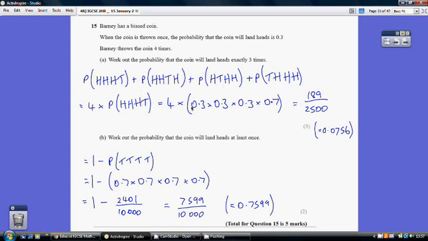So I've got 4 lots of the same probability. So 4 lots of heads, heads, heads, tails. Pop that all into the calculator and I get 0.0756.